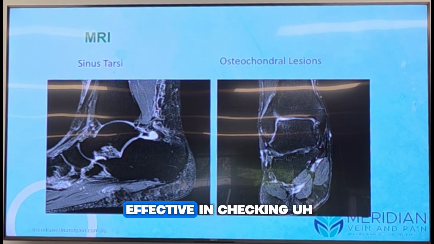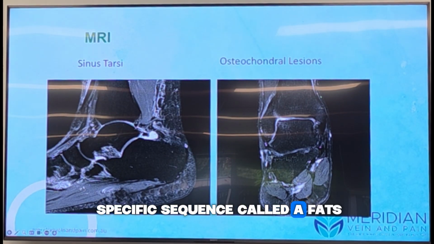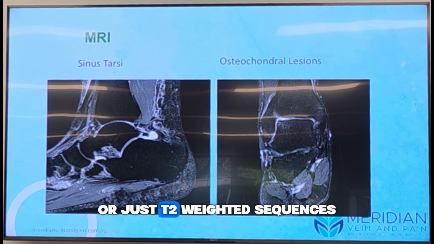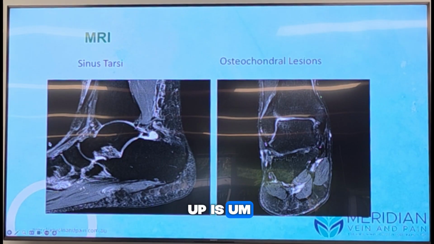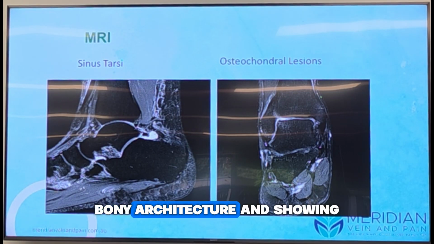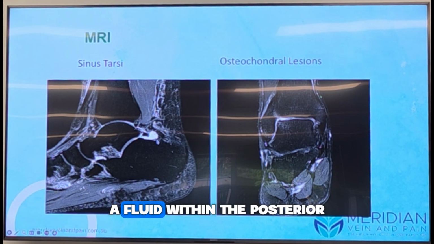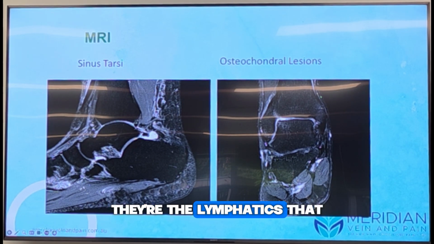MRIs can be really effective in checking out fluid. So we do a specific sequence called a fat suppressed sequence. So there may be proton dense or just T2 weighted sequences. Essentially what it's showing up is it's subtracting a lot of the bony architecture and showing up fluid. So here you've got a nice little image of a fluid within the posterior calcaneal joint. You can see this sort of edema. So those are the lymphatics that you can see in there.